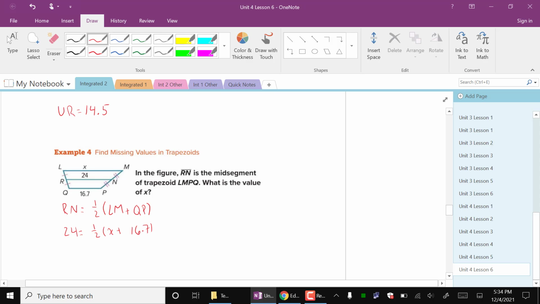All I did was look at my figure, plug in the values that I had. I want to get rid of this 1/2, so I'm going to multiply both sides by 2. So this gives me 48 equals x plus 16.7. Then I'm going to subtract 16.7 from both sides. I get x equaling 31.3. So that means the length of LM is going to be 31.3.